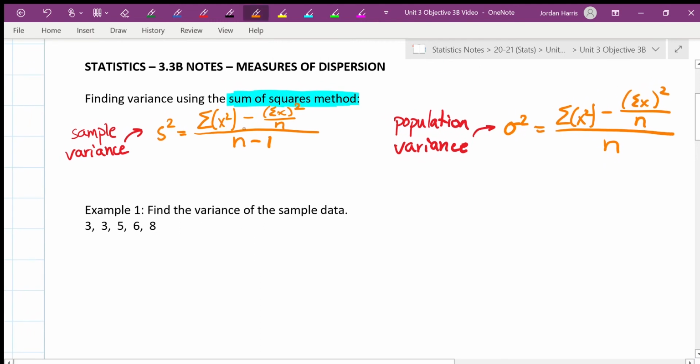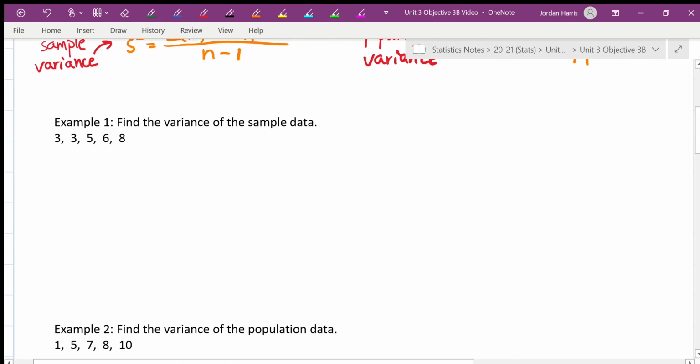We need the n, which happens twice in each of these formulas. That's how many data points. That's easy. We need the sum of x, so add up the data points. And we have the sum of x squared, so we take the square of each data point and add them all up. This is probably the more popularly used way of getting the variance, because you don't have to find the mean.